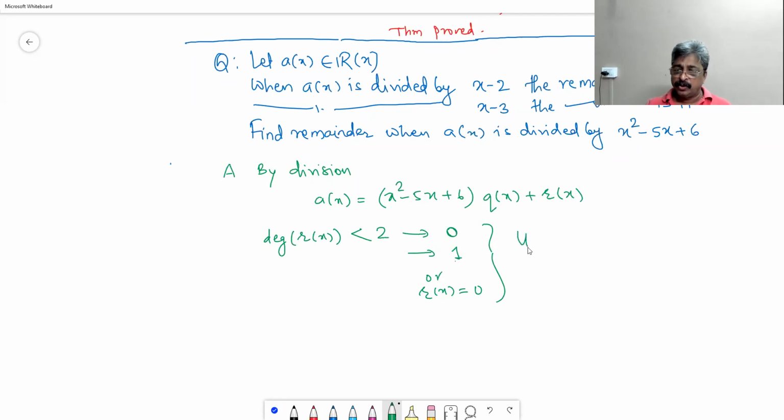So what can we assume r of x as? Degree 1: u x plus v. Suppose I assume r of x is u x plus v. So if u is non-zero, then degree of r of x is 1. If u is 0 and v is not 0, then degree of r of x is 0. And if u and v both of them are 0, then r of x is 0.